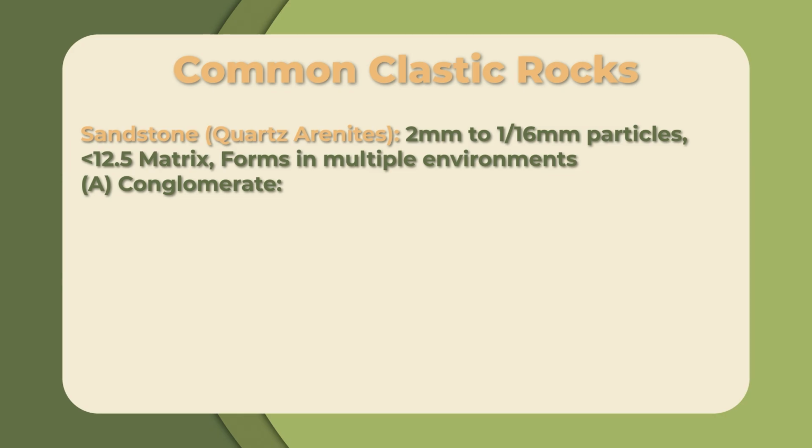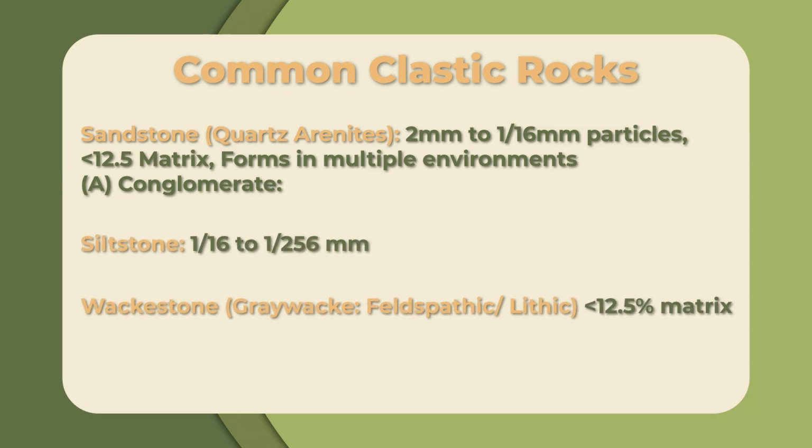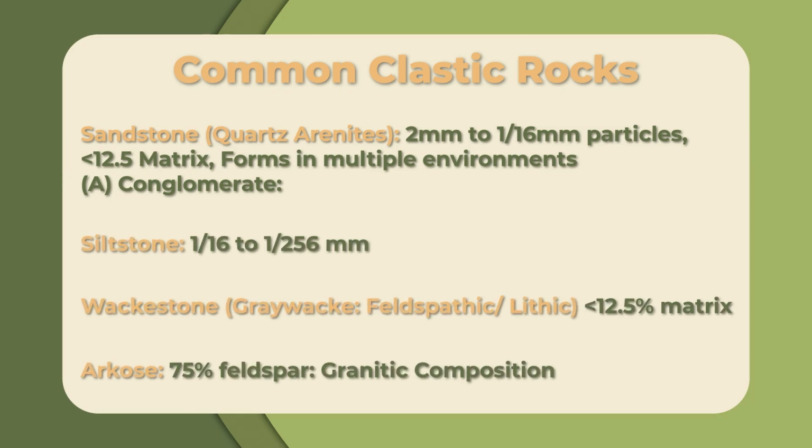Common clastic rocks are sandstones. They are also called quartz arenite. They are 1/16 millimeter to 2 millimeter in size with less than 15 percent matrix, and they form in multiple environments, from coastal environment to deep sea environment, it's everywhere. Siltstones, as I told you, are 1/16 to 1/256 millimeter. Greywacke stone, or they are called feldspathic greywacke, or lithic greywacke: feldspathic greywacke when the feldspar component is more, and lithic greywacke when the rock fragments are more.